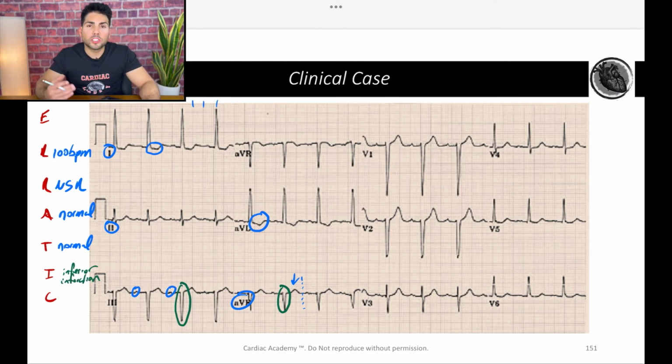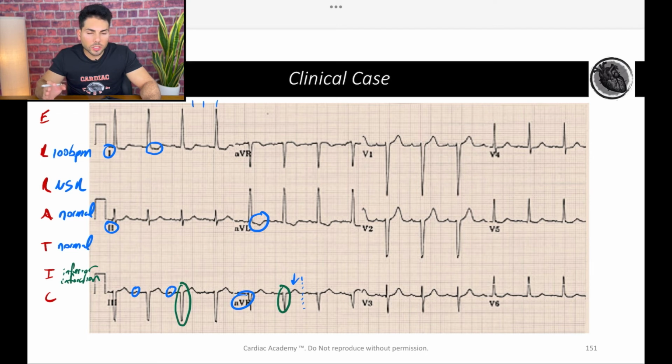And now let's look at chambers. For chambers, we're gonna look for the Sokolow-Lyon criteria for left ventricular hypertrophy, and for right axis deviation, which there is none. It's normal. There's a normal axis, so there's no right ventricular hypertrophy. But let's check for left ventricular hypertrophy.